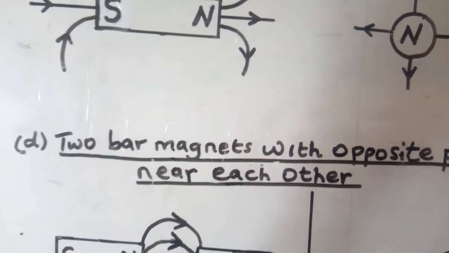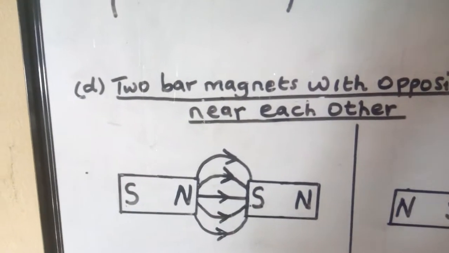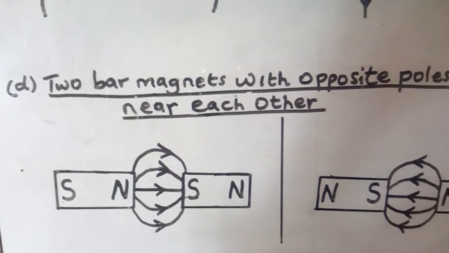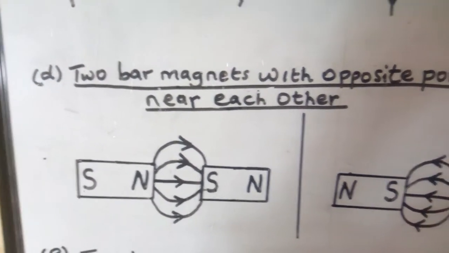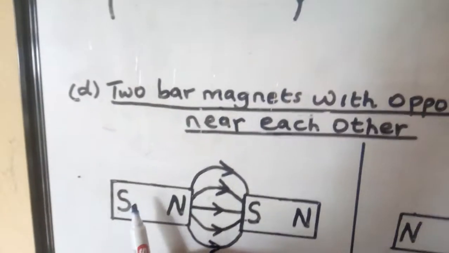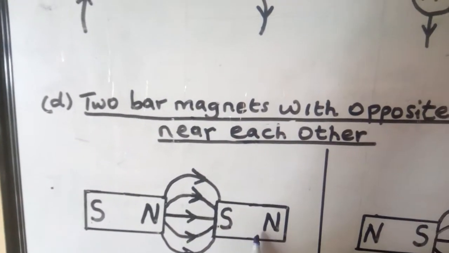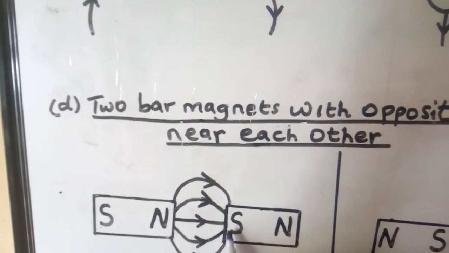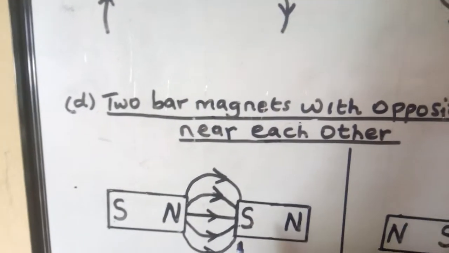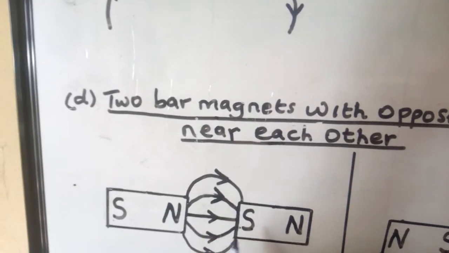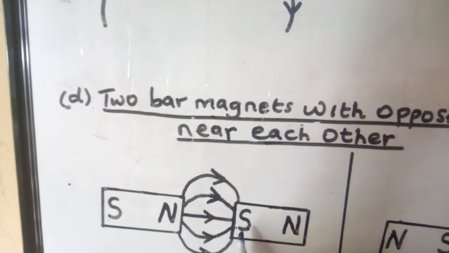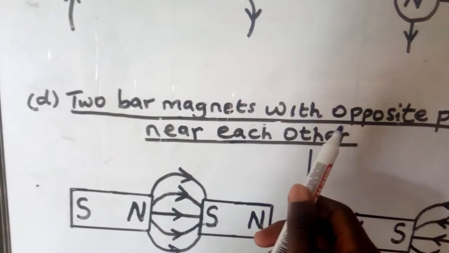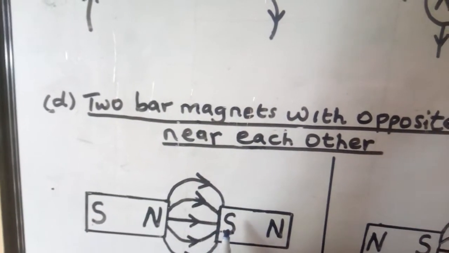Then we have another case where you have two bar magnets with opposite poles near each other. So we have here two bar magnets. This is one and this is the next one. North and south, that is one bar magnet. North and south, that's another bar magnet. But here the north pole is brought near the south pole. So the examiner is interested in these two poles which have been brought near, and the statement says opposite. So opposite means north and south.